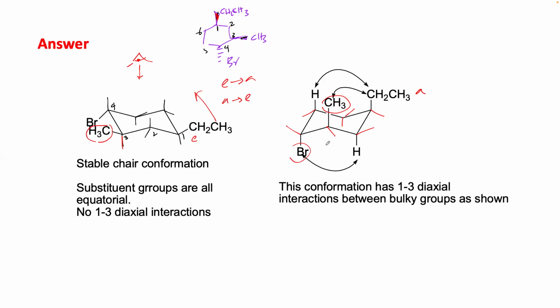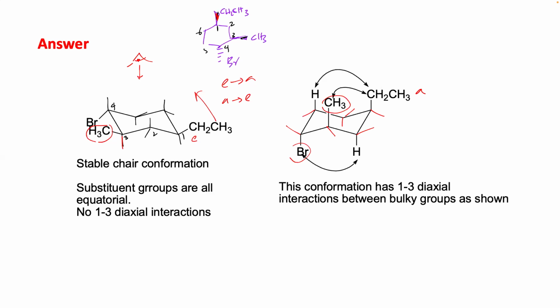Okay. So any other questions? Did you understand how we draw the conformation and then how to put the groups on the ring? Did you understand that process? You okay with that now?